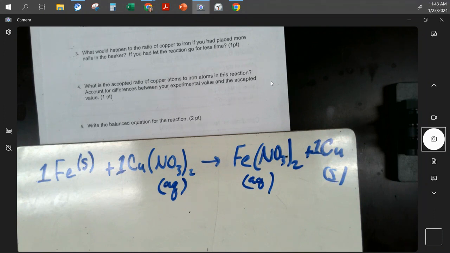Was there anyone whose ratio was smaller than 1? Okay, so then we don't. Oh, yours was. Okay, so can you think of something that would make your iron bigger than it should be? Because then your ratio would drop.